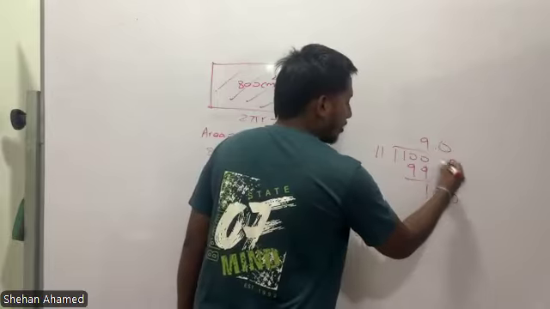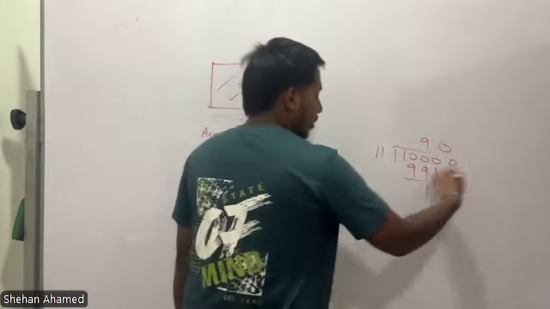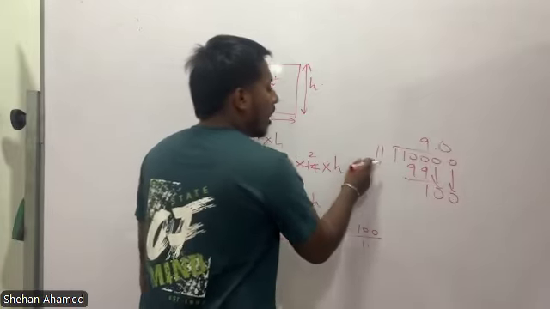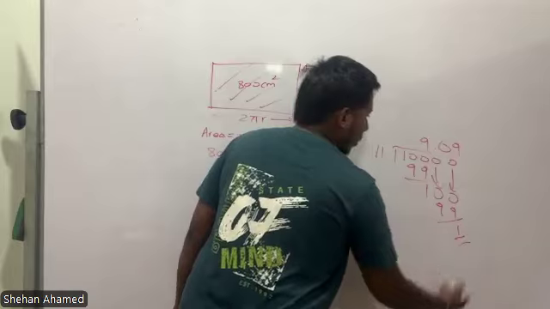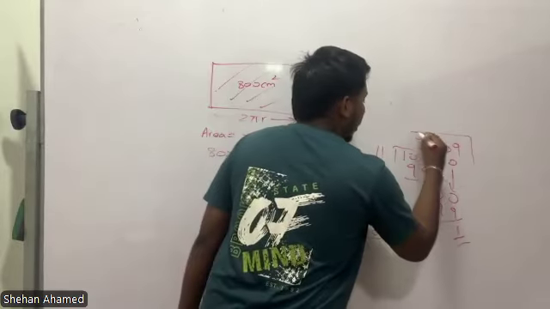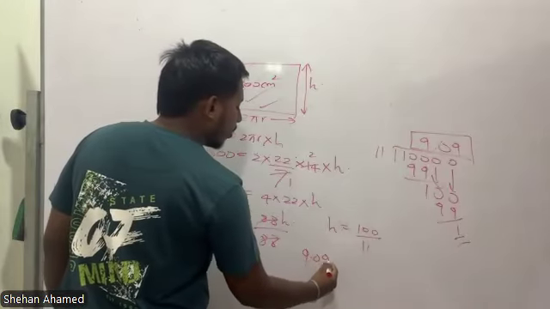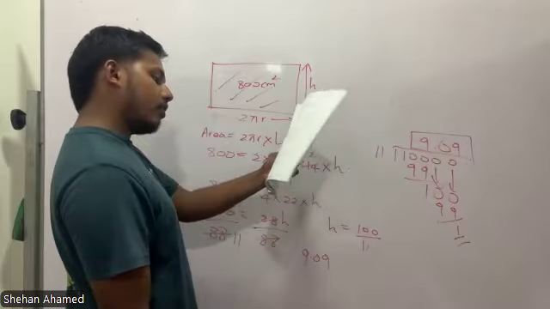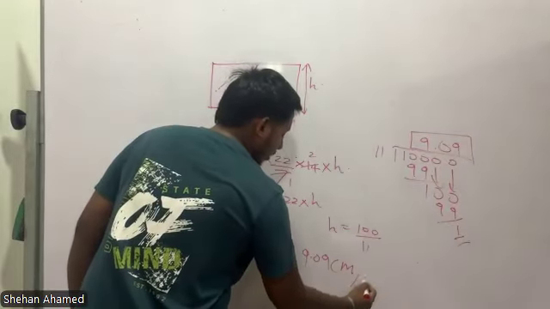And again, you can bring another 0 down. You can bring multiple zeros after putting a decimal point. Right? In small classes, you have learned. So 11 times 9 is again 99. You end up with 1 again. So you can write the final answer as 9.09, and the unit they have given in the question is centimeters.